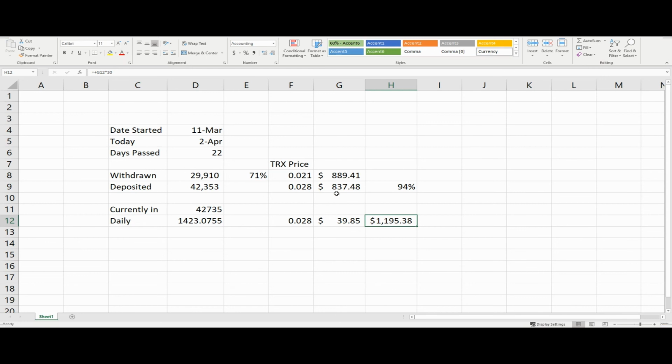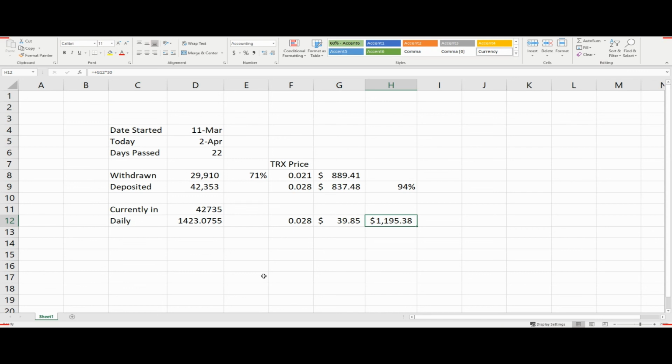Okay, so I already achieved ROI on my Tron in only 22 days. I have 42,000 in the contract, which is a much higher amount than I started with, and I'm gonna be receiving $1,000 for as long as the contract lasts. Okay, so if it lasts 1 month, it's gonna be $1,000. If it lasts 2 months, it's $2,000, and so forth. So I'm just gonna leave it here and see where it goes, see how it plays out.